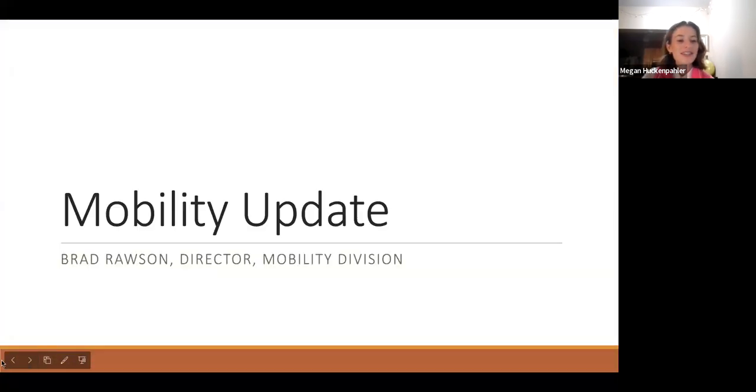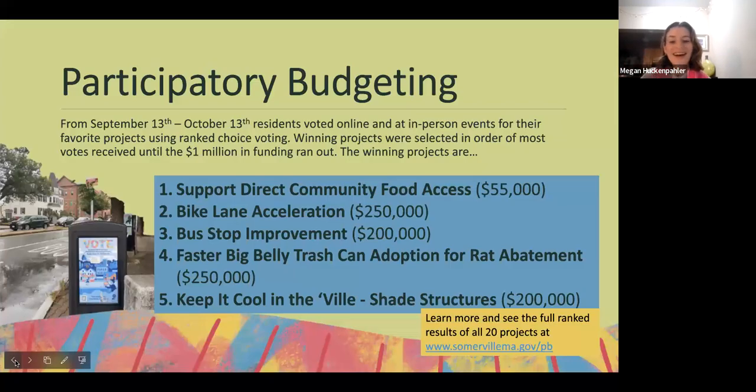These are the projects that we'll be funding. You can learn more on somervillema.gov/PB if you wanted to see how all 20 ideas ranked and to learn more about updates as they become available on the implementation of these 5 projects. Thank you.